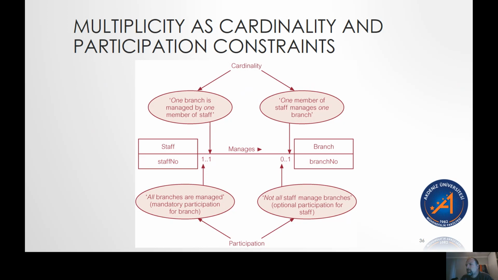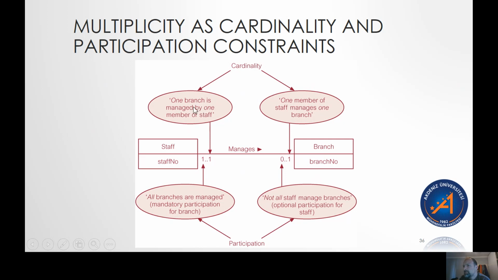Okay, so the way that we would read this is, if we think of the two left numbers here, the participation numbers, right? All branches are managed, so there must be a manager that exists. So participation is mandatory on the branch side. The branch must participate in this relationship. Not all staff manage branches, so optional participation for staff means a staff person doesn't have to be a manager of a branch.